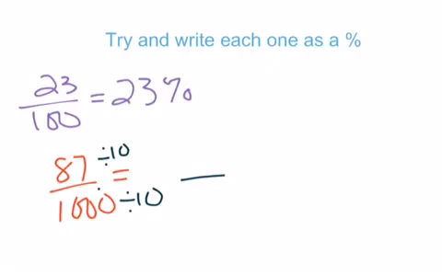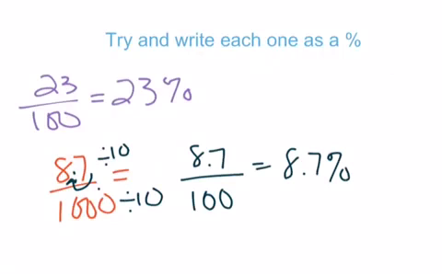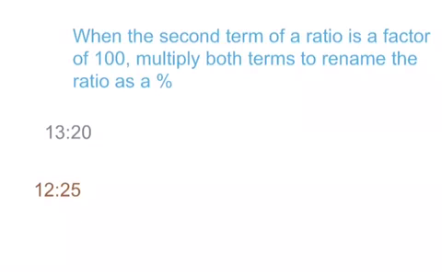Okay? So that's going to give me out of 100. Now, 87 divided by 10. Okay? Now, you could do 87 like literally divided by 10. Or, when you divide by 10, you're just going to move that decimal point from here to there. So it's going to be 8.7 out of 100, which is going to give us 8.7%. Okay? Alrighty. When the second term of a ratio is a factor of 100, multiply both terms to rename the ratio as a percent.